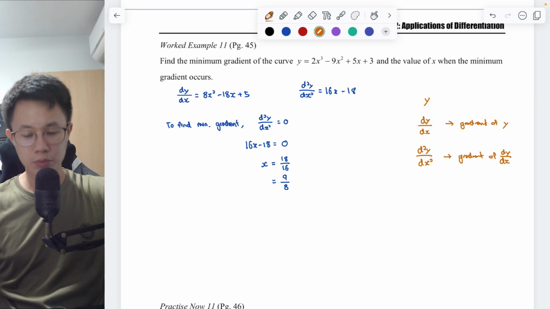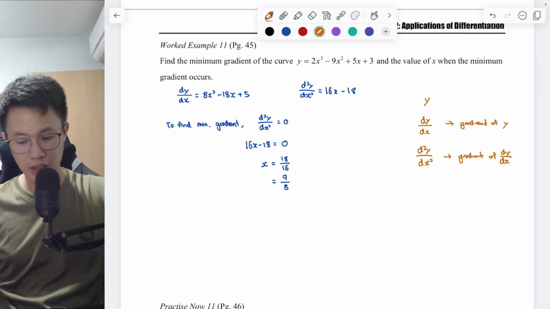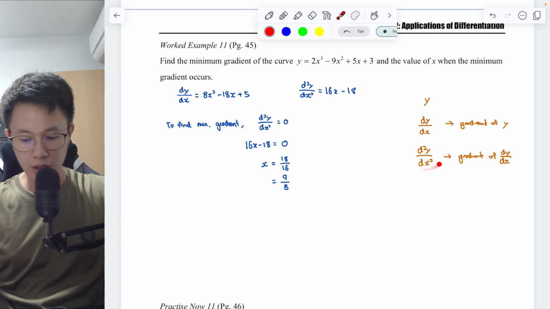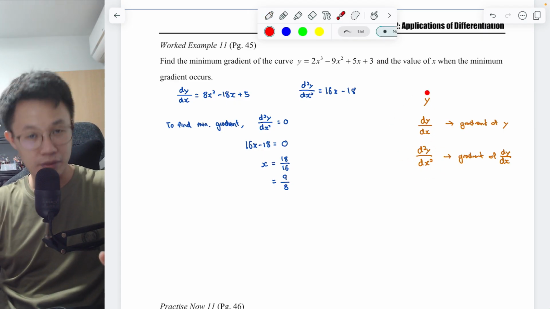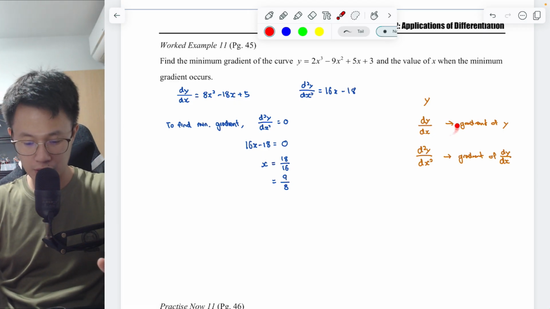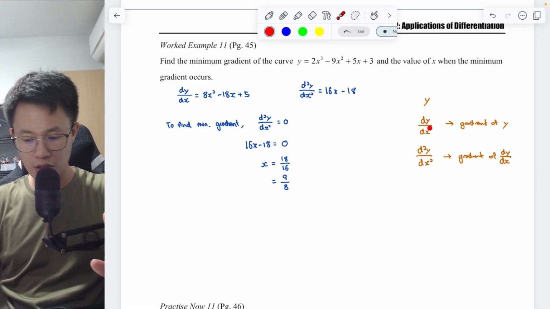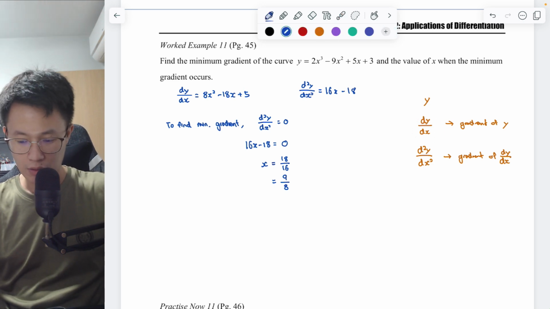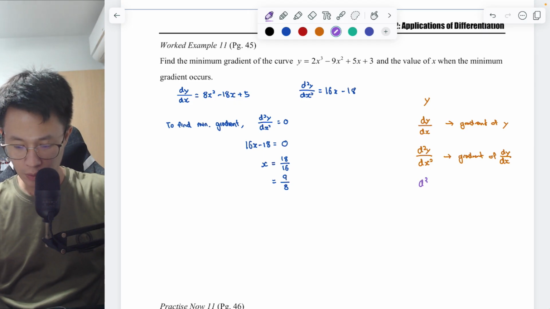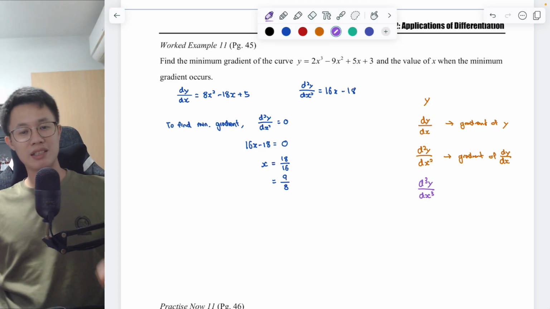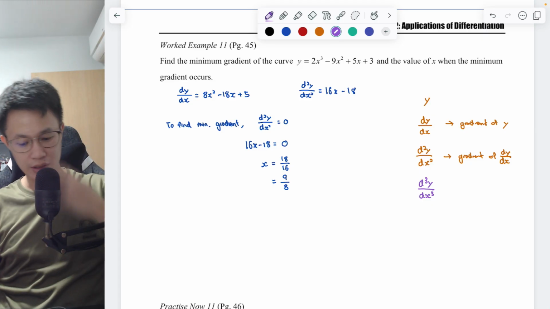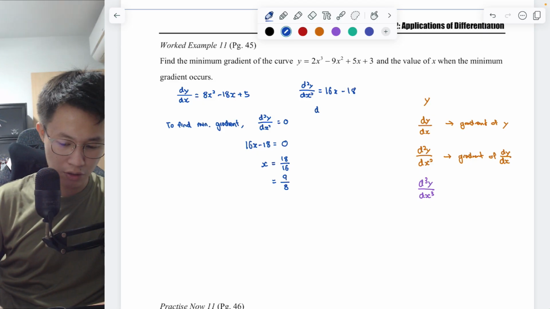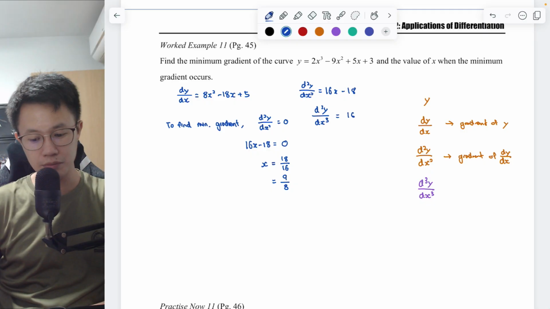So when we want to prove a minimum or maximum point, we actually use the second derivative test over here, which is d2y dx squared for y. But now I want to prove that this value here is the minimum gradient. So I need a second derivative test of dy dx, which is not d2y dx squared. We're going to use d3y dx cube, the second derivative of dy dx. So we differentiate to get d3y over dx cube, which miraculously gives you just 16.